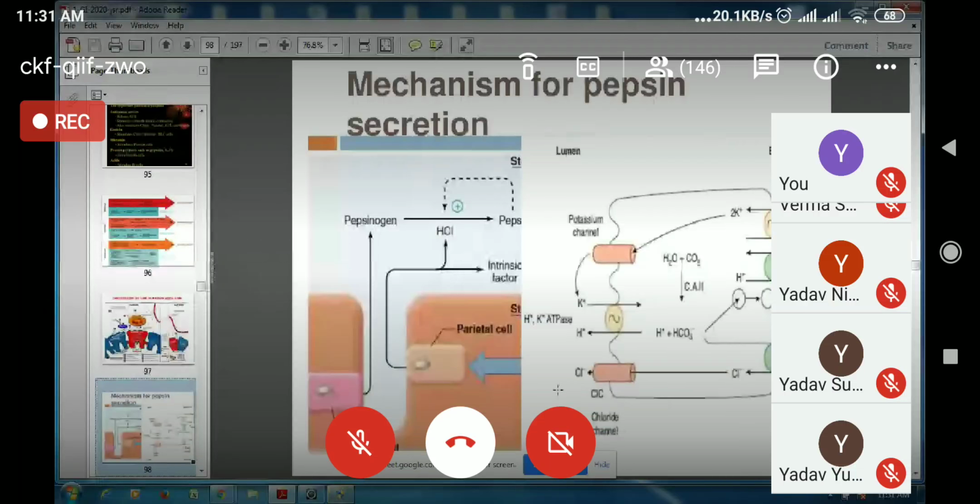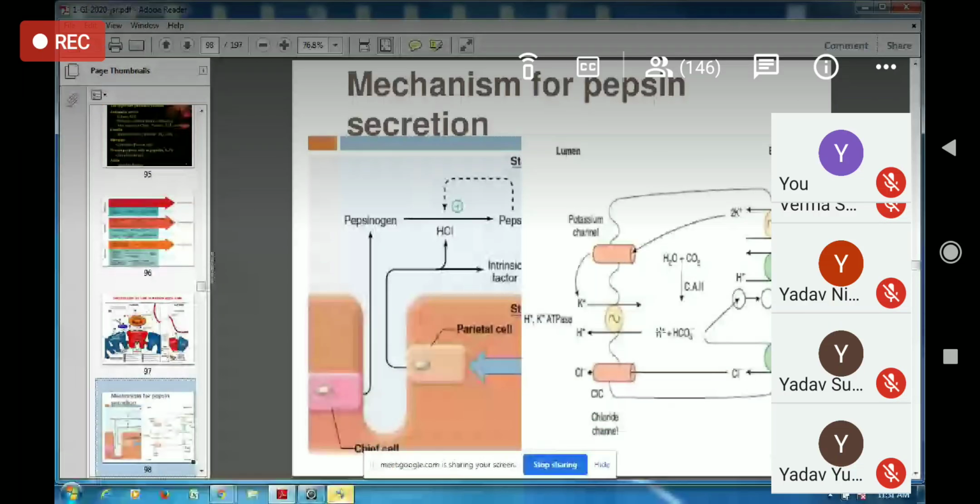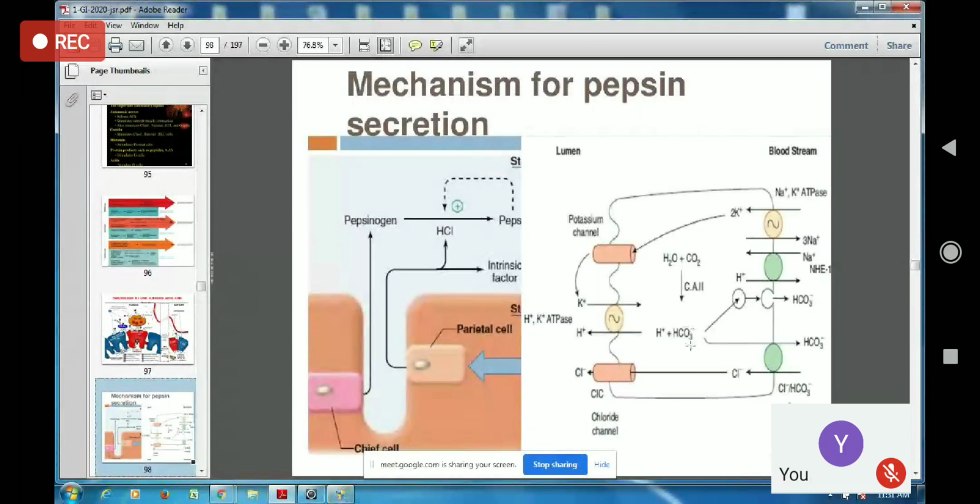At the same time, for each proton that is being produced in the lumen, one molecule of bicarbonate is being secreted into the bloodstream as well. So at the time when HCl is being secreted in the lumen of the stomach, there is a rise in the bicarbonate level in the blood, which is known as postprandial alkaline tide.